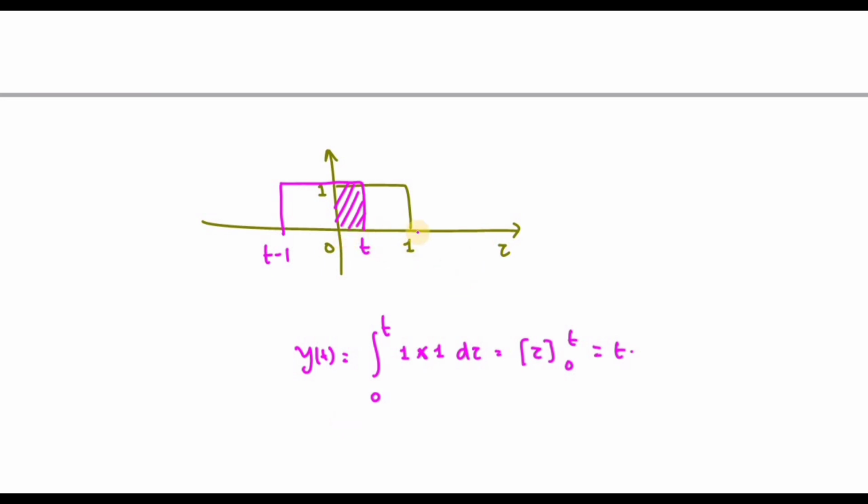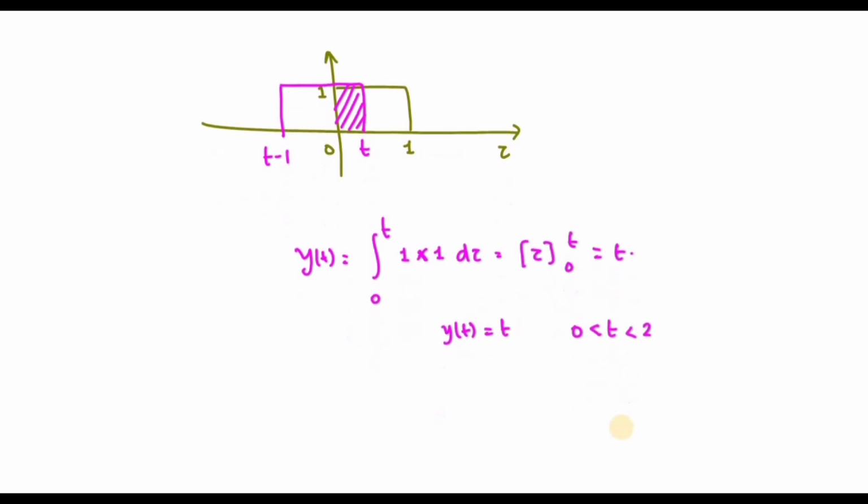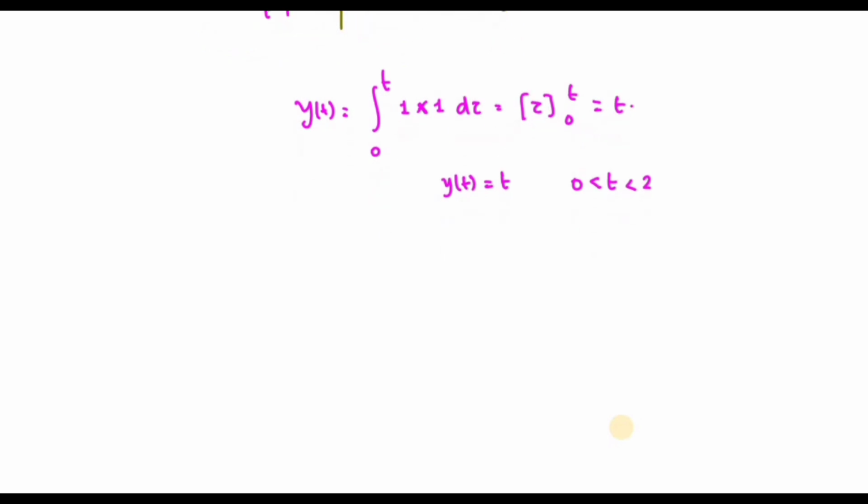If I want to have an intersection like this, then y of t is equal to t. So t must be greater than 0 and it has to be less than 1, because if I substitute t is equal to 2, I won't get this kind of graph. So this is the second case.